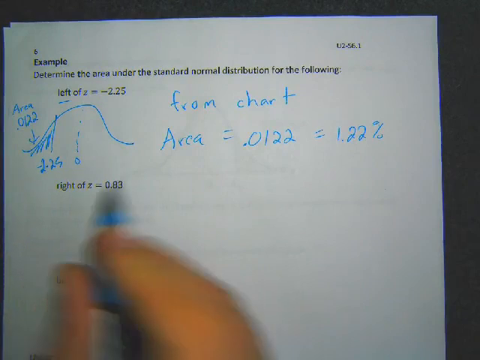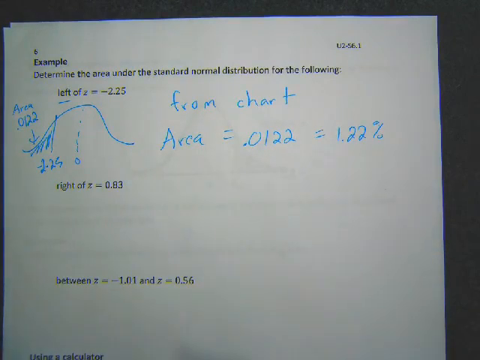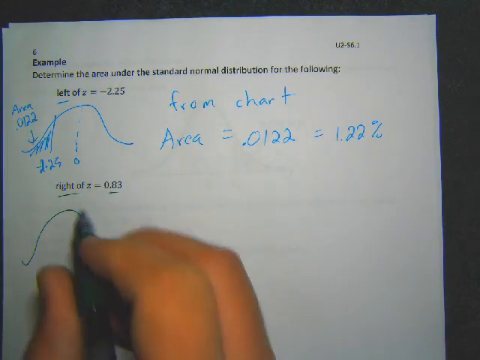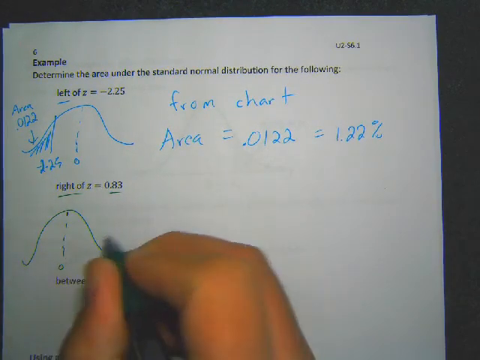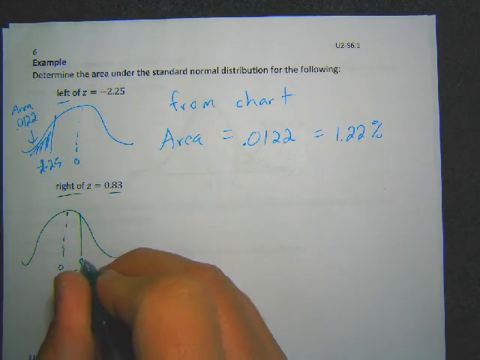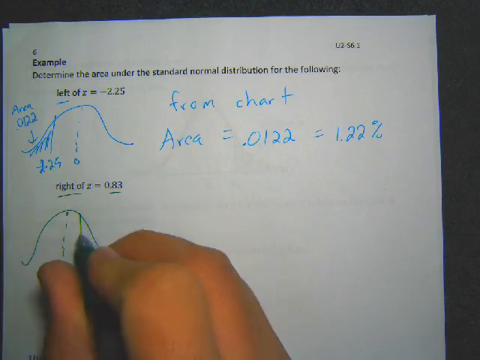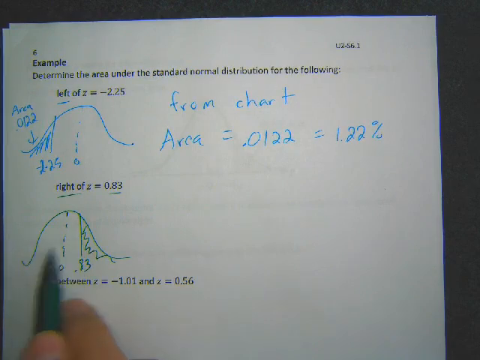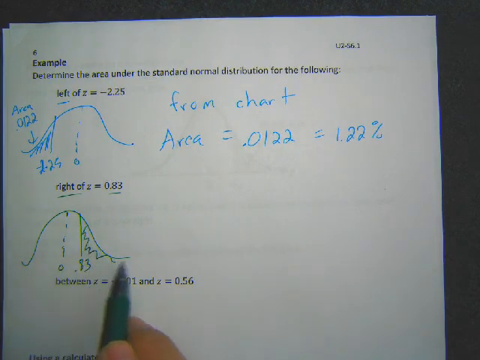And let's do another one. Let's do right. Now we're doing right of 0.83. So if I have a distribution, 0.83, notice, is positive. So remember, 0 is in the middle. So this thing is going to be over here at 0.83. And we're looking for the area right. So we're actually looking for this piece. So notice that this is actually going to be small because instead of looking to the left of a big number, we're looking to the right of a big number.